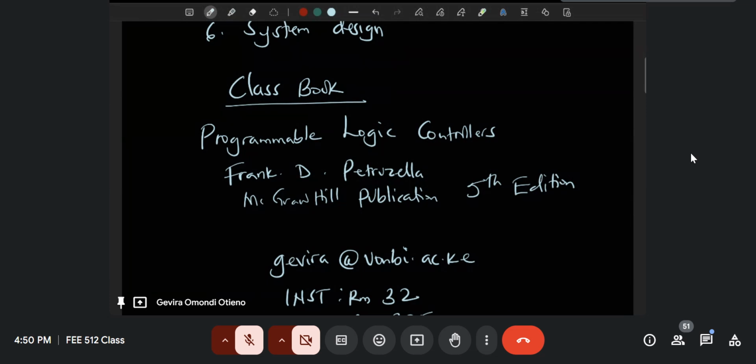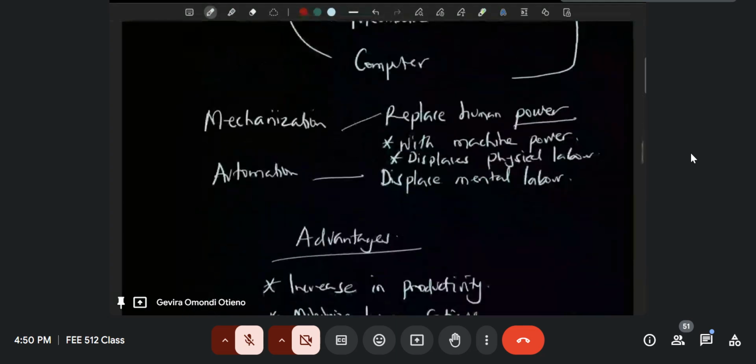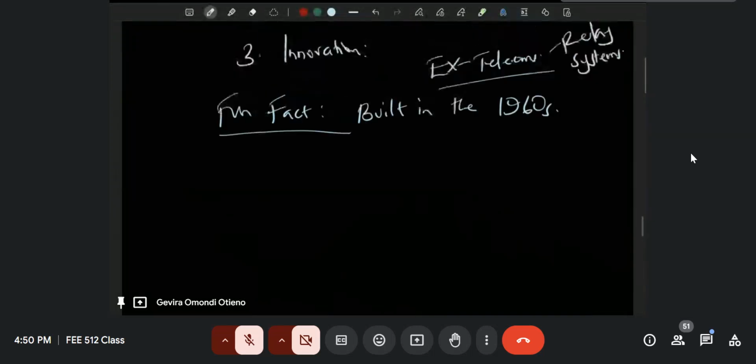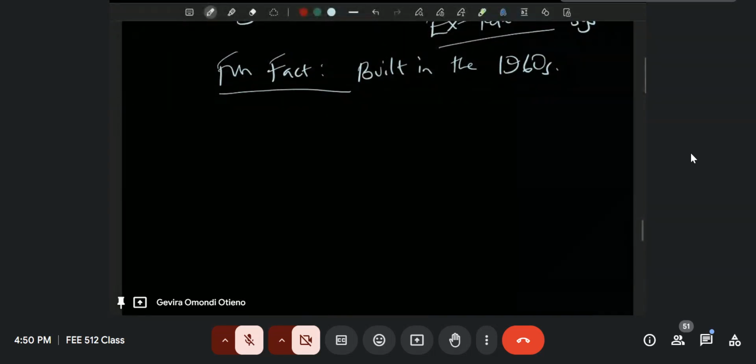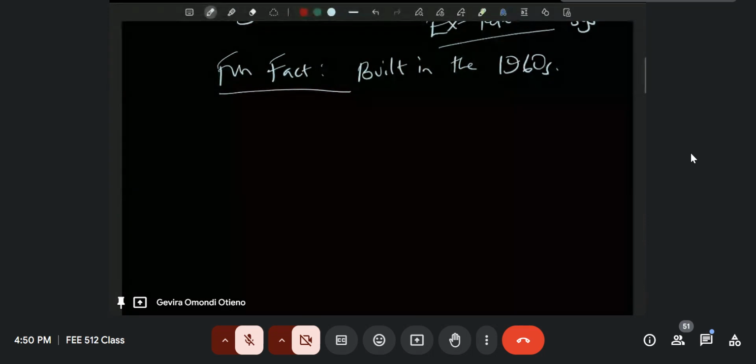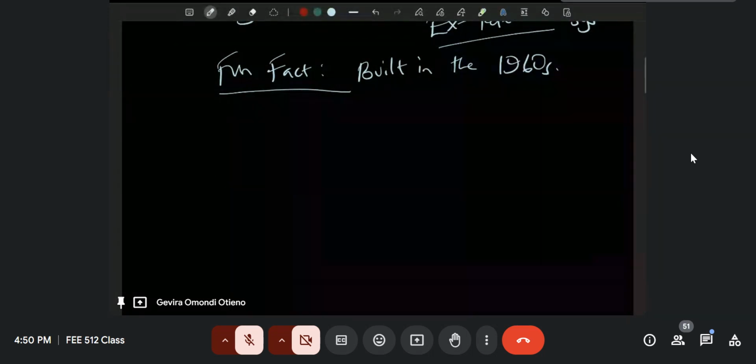Now, because the book uses American PLCs, that's the last thing I'll end with: you only need the principle. The principle of operation of PLCs remains the same. Manufacturers are different. There are so many manufacturers.